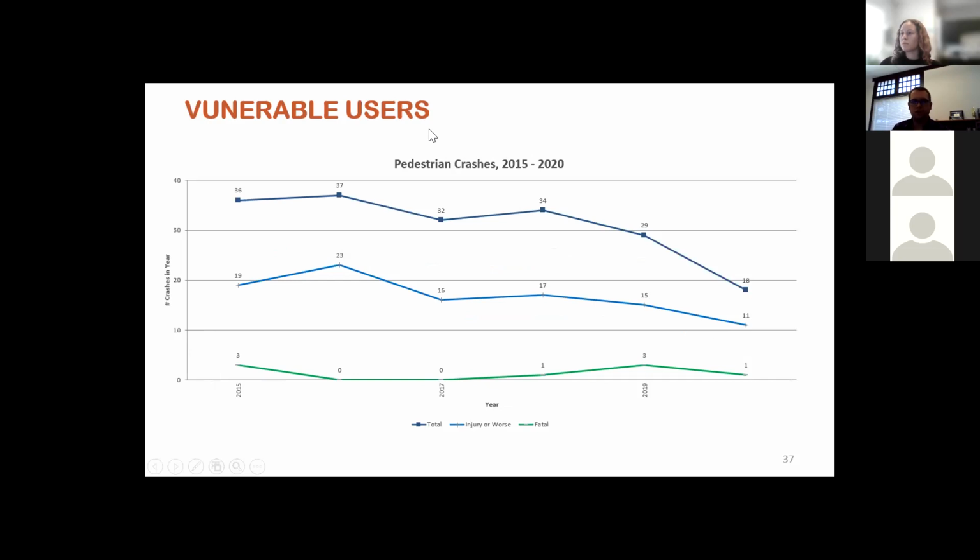Pedestrian crashes, again, down again in 2020 compared to what we've seen in prior years. It's good to see a couple years of downward trend here as well. Next slide, please.